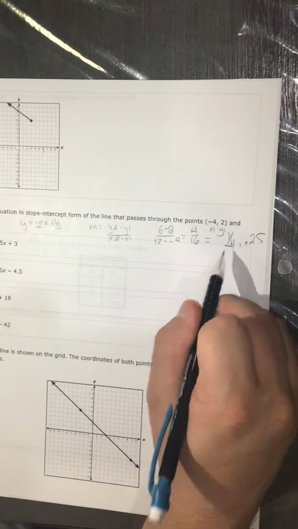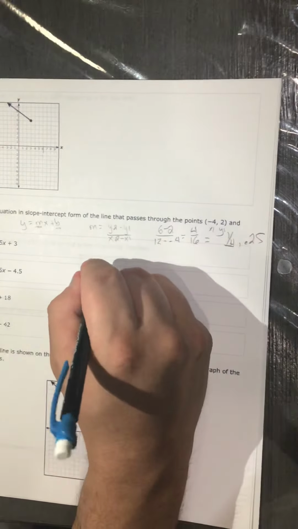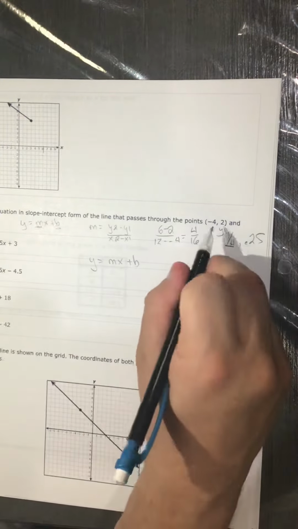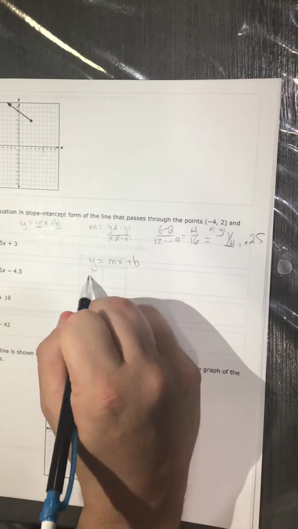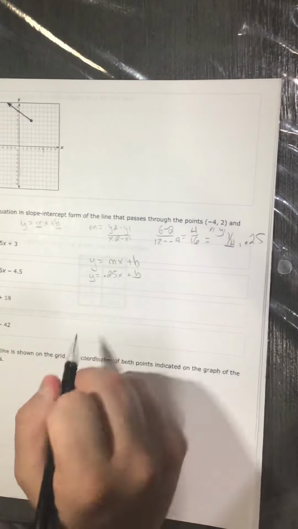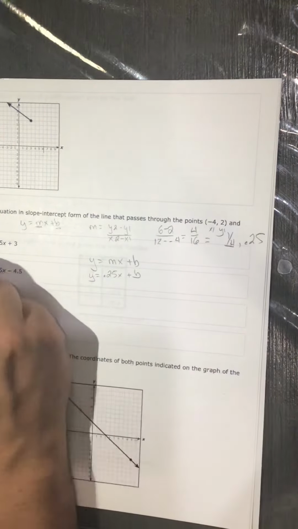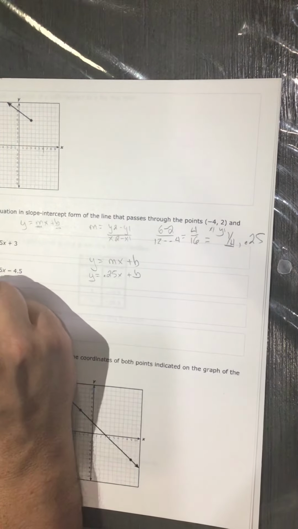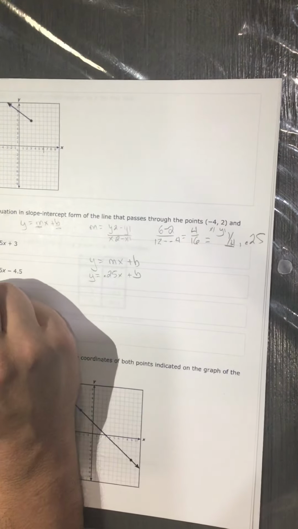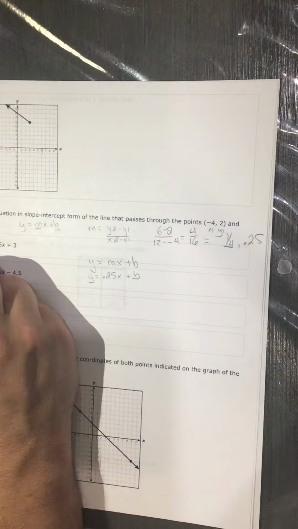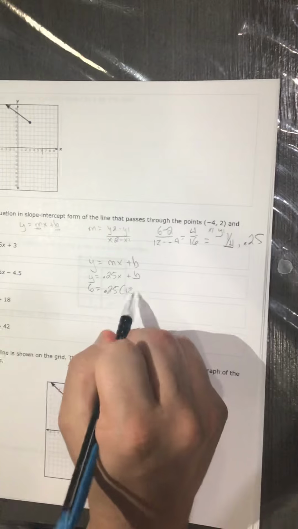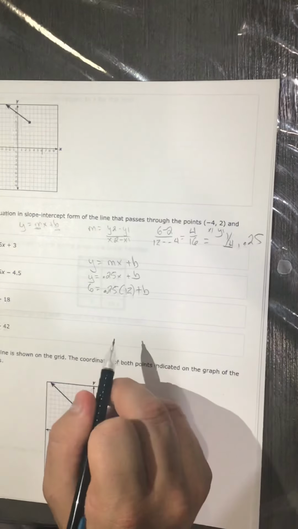Now what I'm going to do is grab my m and plug it into my formula of y equals mx plus b. And I'm going to substitute one of my coordinates into y and x. So I have y equals 0.25x plus b. You can do either one, so let's try 6 and 12. So my y will be 6, my x will be 12, and now I'm solving for b.